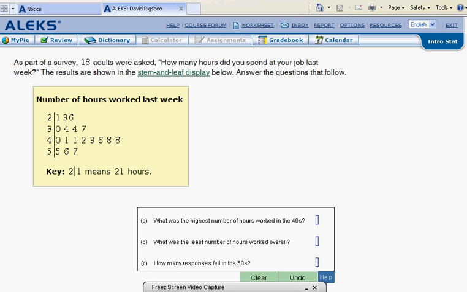Okay, continuing in the yellow slice, this problem is known as interpreting a stem and leaf display. A stem leaf display is a kind of a hybrid between a simple list of numbers sorted from small to large and a histogram or a bar graph.